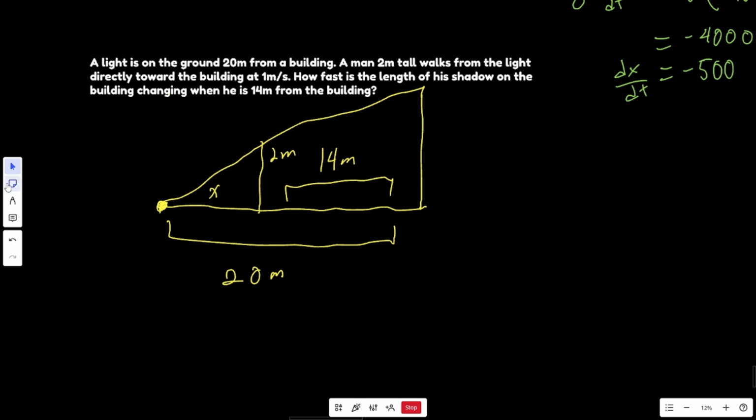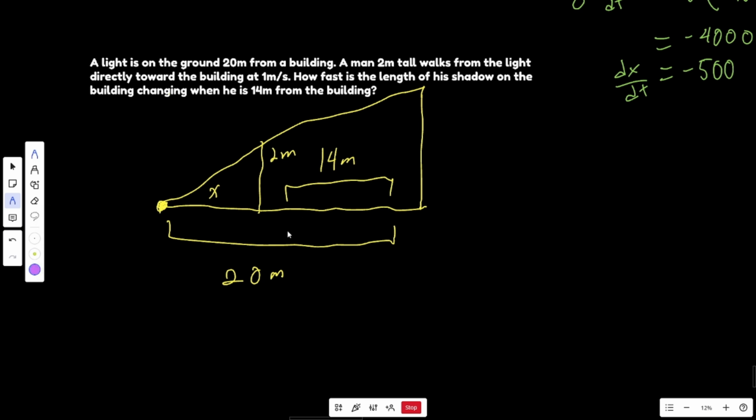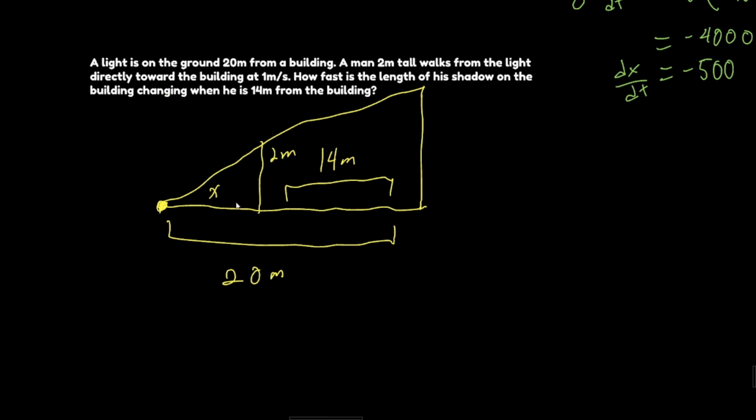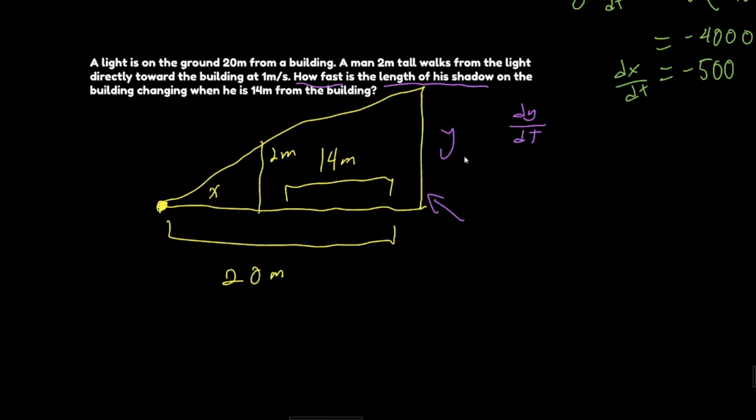First, we have to label everything that we need to find, and we need to label everything that we're given. So the given that we have is the distance here, which is pretty much x total. Let's just leave it at 20 meters. And we need to look for y, because we are also looking for the change in y, particularly with respect to time, because we're looking for the length of the shadow and how fast it's changing on the building. This is the building itself, so we're concerned with y and dt, or the change with respect to time.